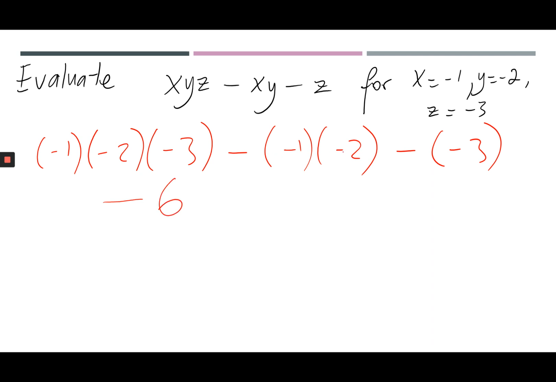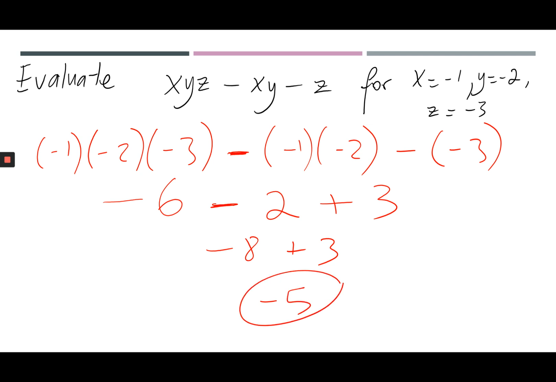Again, -1 times -2 is positive 2, but you have negative here. That was -2. Negative is going to be positive 3. -2 minus 2 is -8, plus 3. -8 plus 3 is -5.